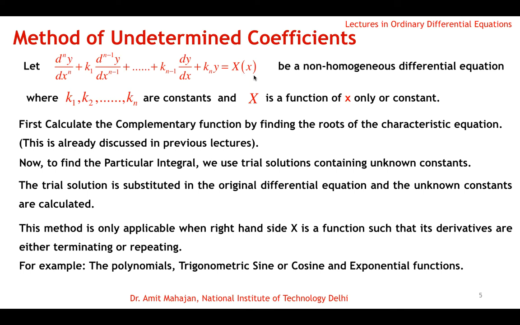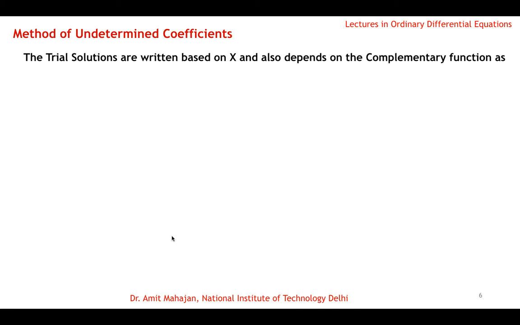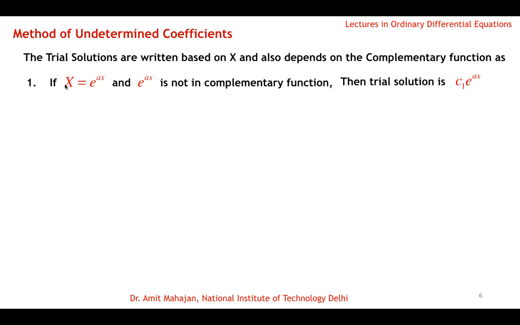Now if you are given a right hand side capital X with a function that is a polynomial, trigonometric sine or cos, or exponential, or a combination where it is terminating or repeating, then how do we write the trial solution? Now we talk about this. The trial solutions are written based on capital X and also depend on the complementary function. Say capital X is given as an exponential function: the right hand side is e power ax, and it also depends on the complementary function.